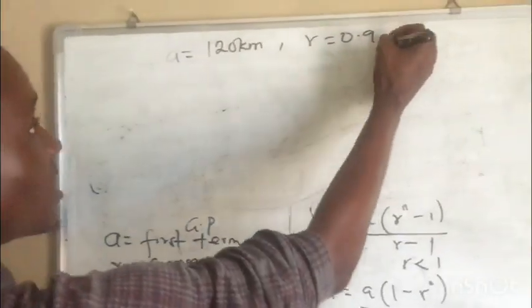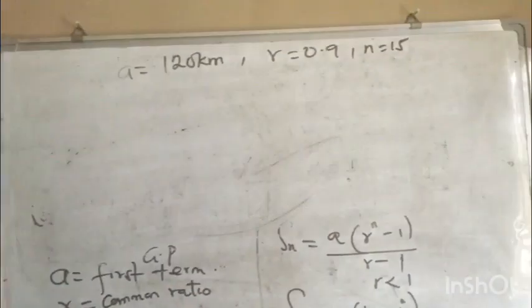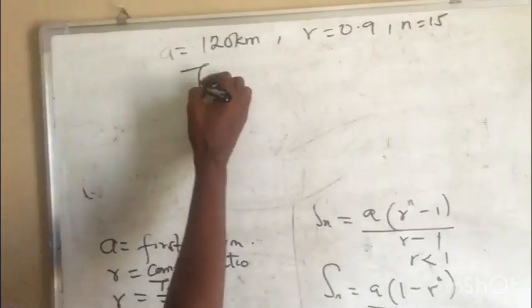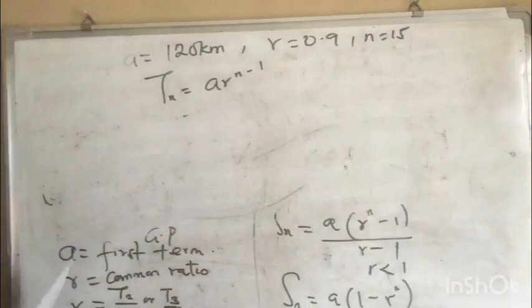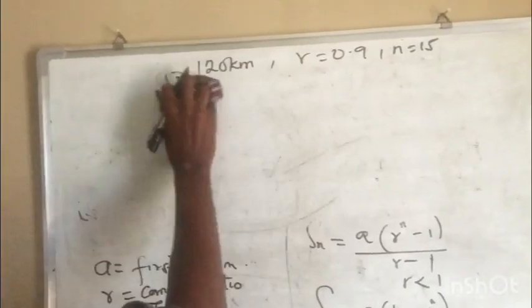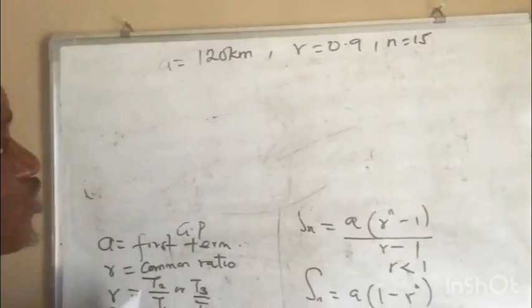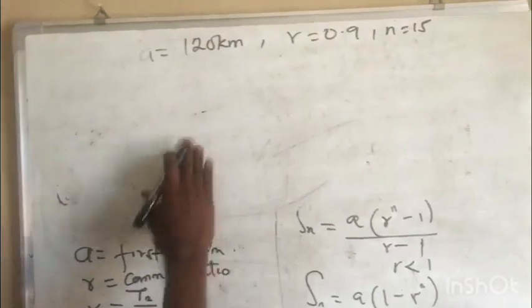That means in total, in the whole 15 days, what is the distance that cyclist will cover? I just say Tn equals AR raised to the power n minus 1. So this is our formula for our last term. So in the whole 15 days, that means we need to use the sum of terms for the whole 15 days.